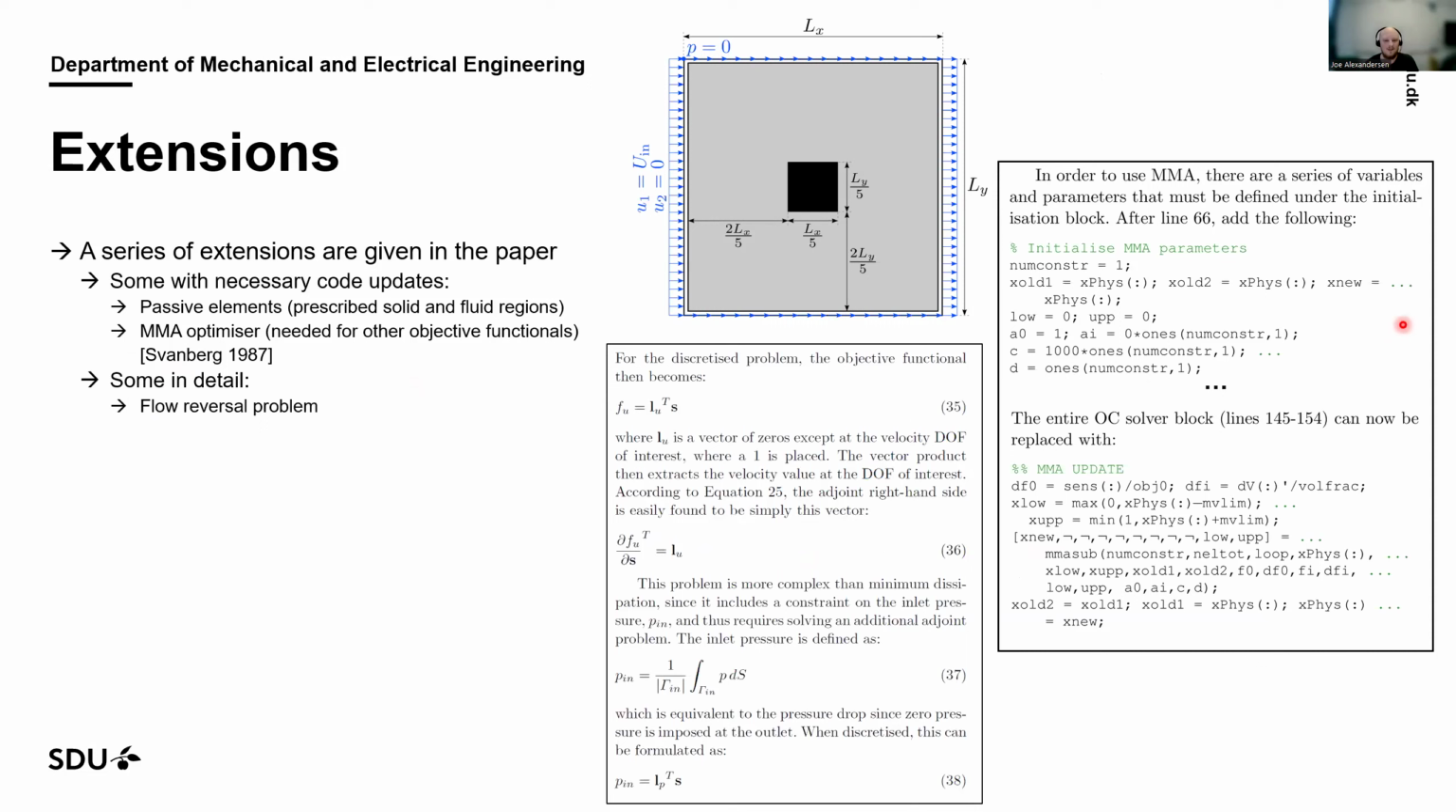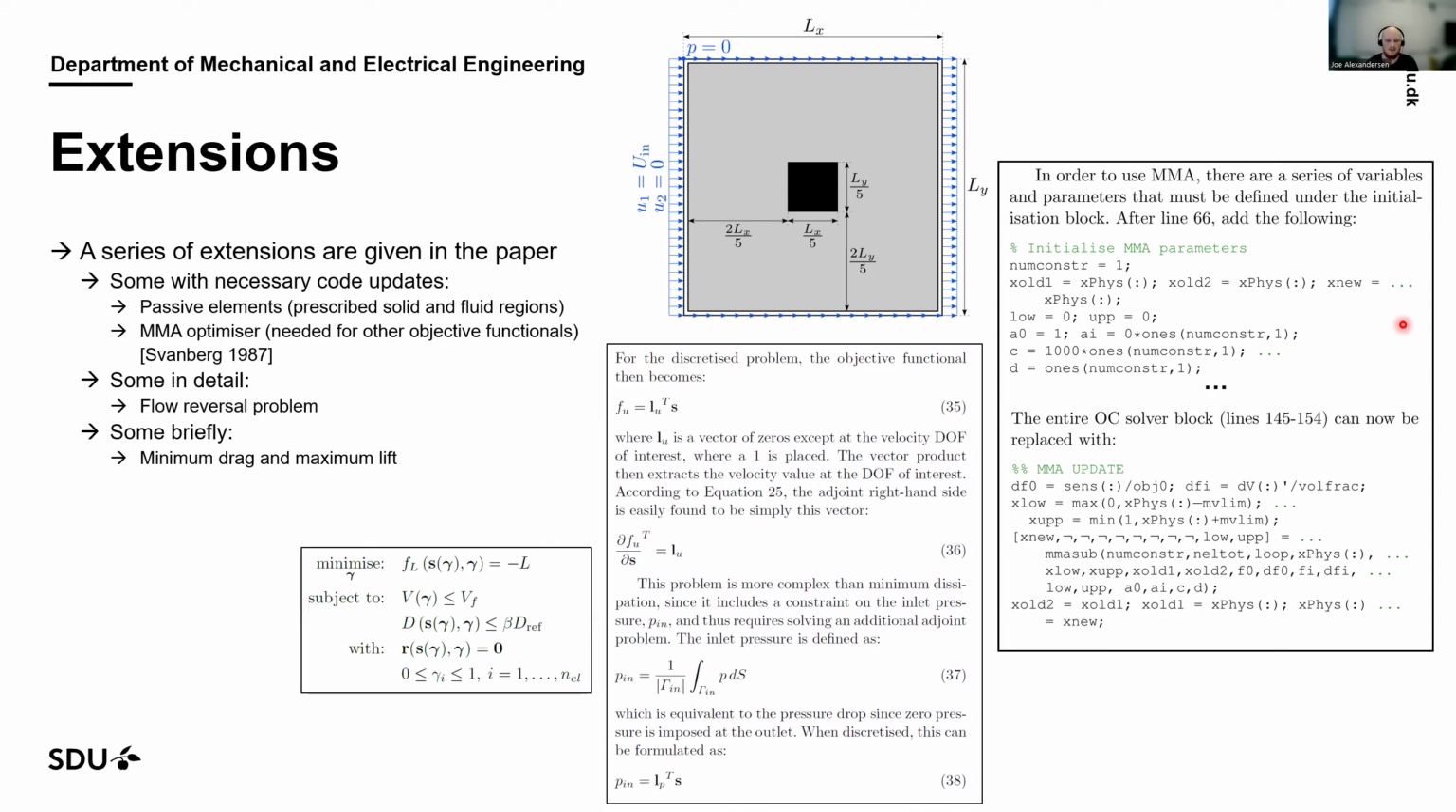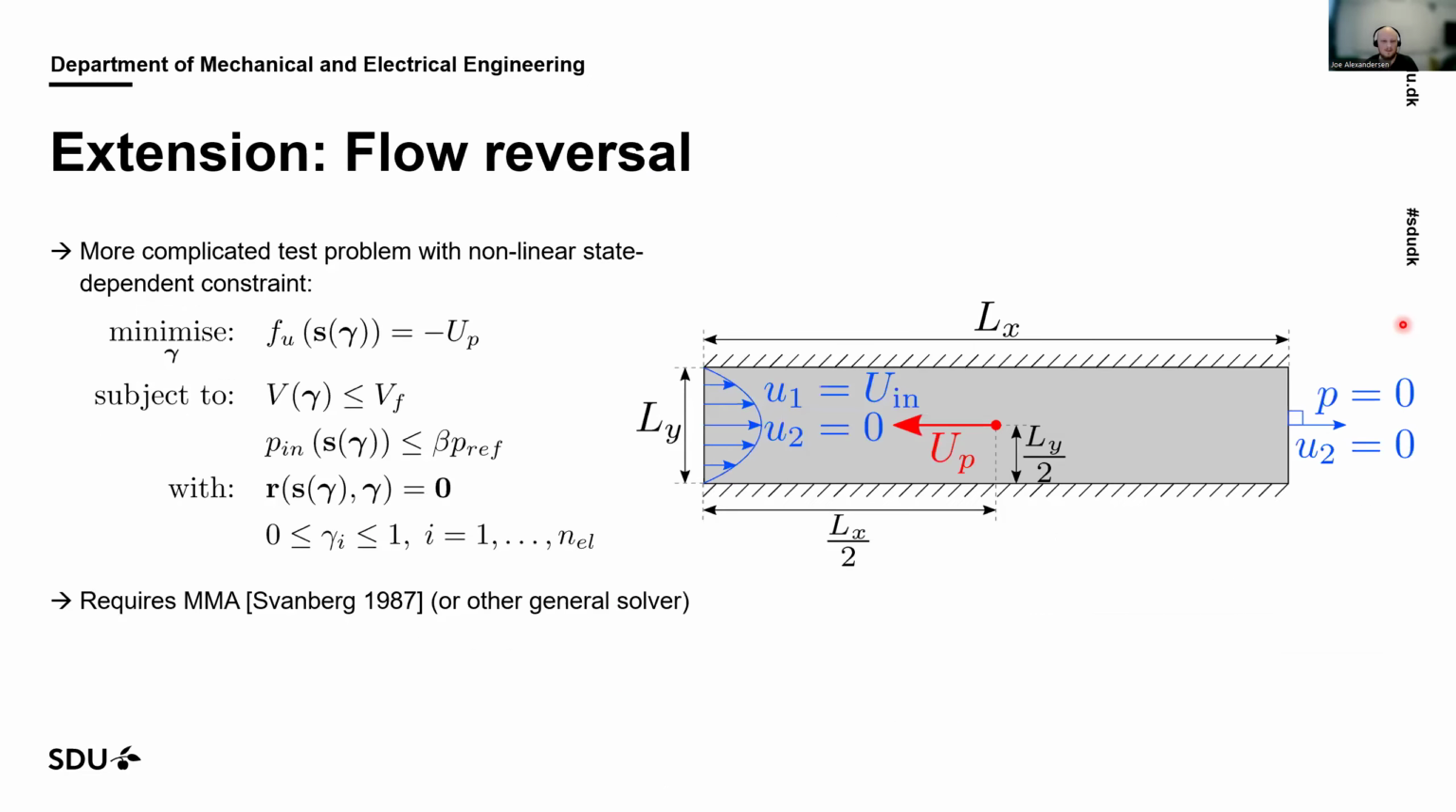And then the theory is given for the flow reversal problem, which is the mechanism problem of fluid topology optimization. And then lastly, just some very brief theory is given on a minimum drag and maximum lift problem, where this is then left as an exercise for the reader to implement.